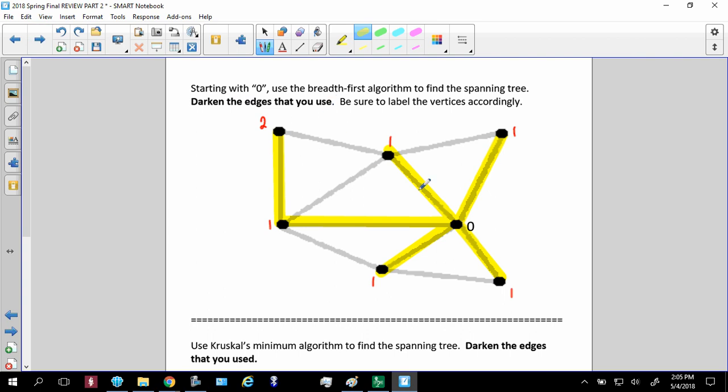Starting breadth first. Remember, starting with 0. Anything that is connected to a 0 has to be a 1. There's a lot of folks that did not want to make this connected to 0 for some odd reason. There's clearly an edge there. All right, so everything connected to a 0 is a 1, and anything connected to a 1 is a 2.